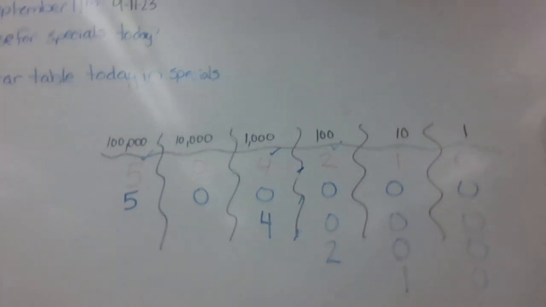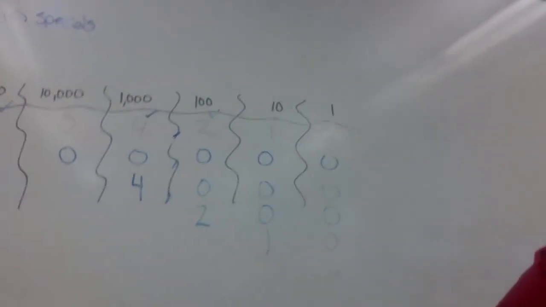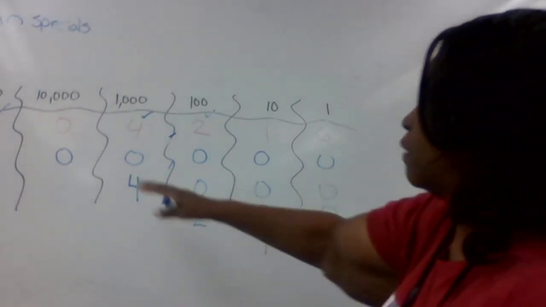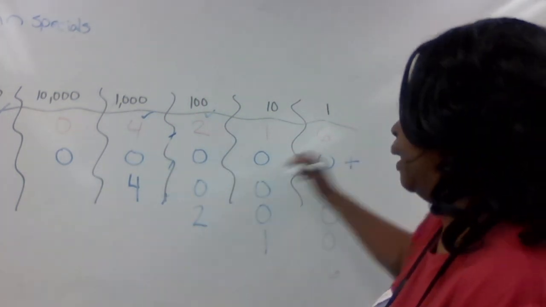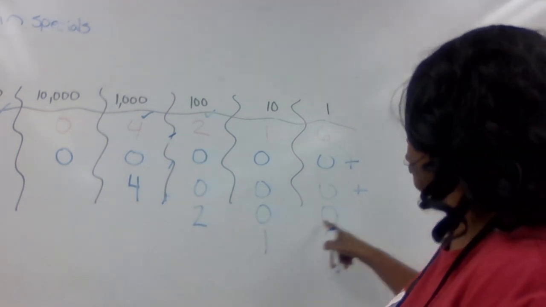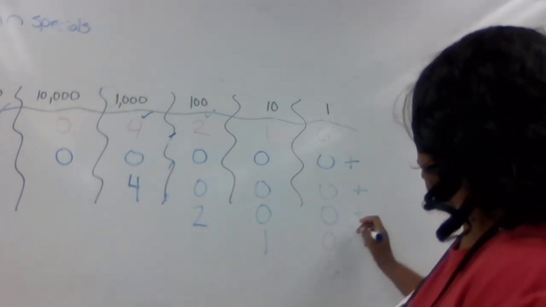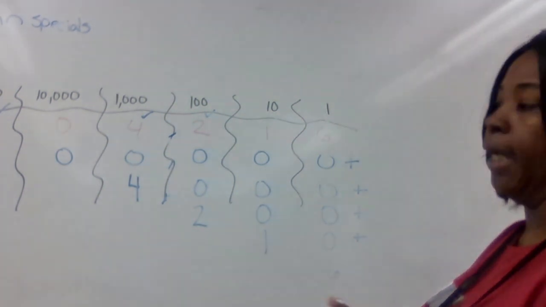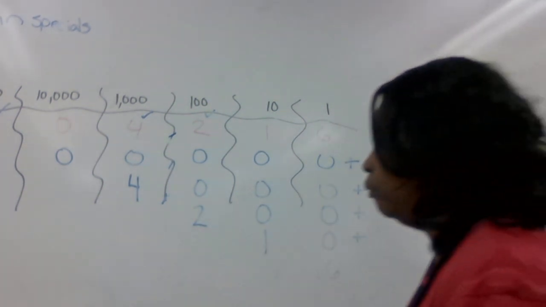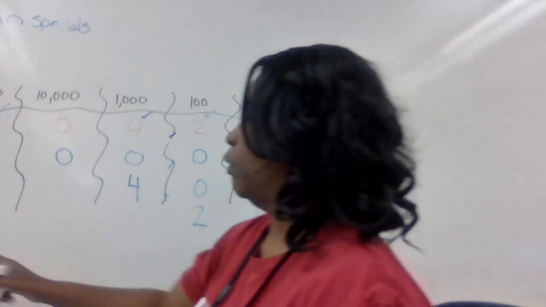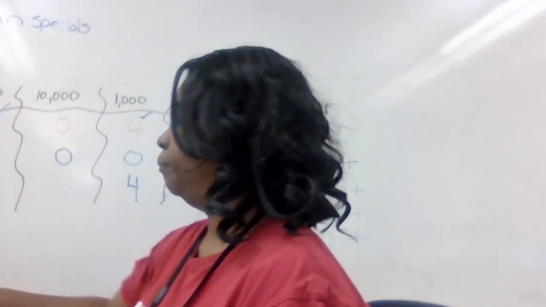Okay? So the expanded form, we have it as 500,000 plus 4,000 plus 200 plus 10 plus 6. Okay, so that's one way. The first way on how we do expanded form. The second way is we're going to do our parentheses.